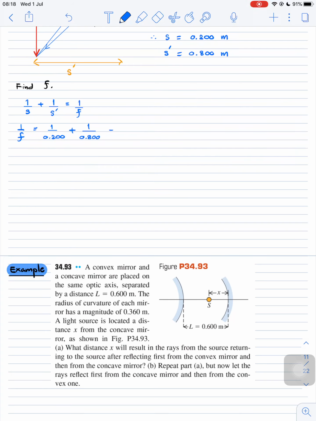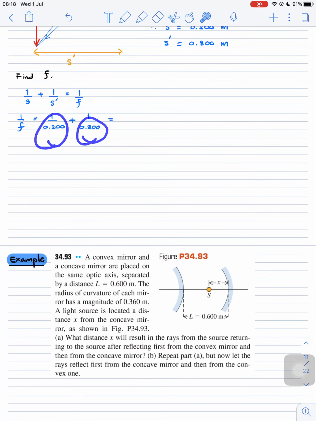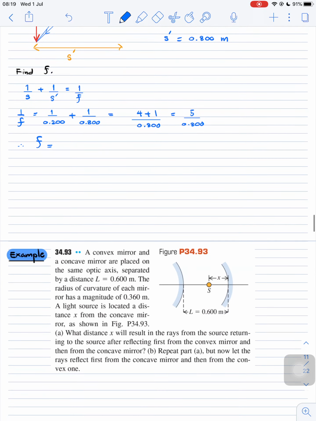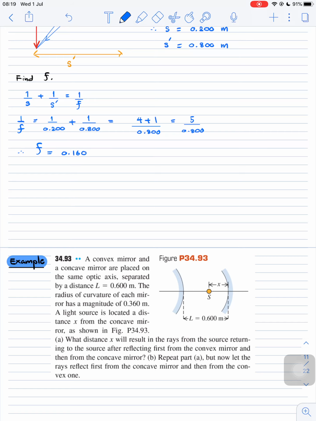So we want to have the same denominator. This is 0.8 and this is 0.2. So let me multiply the first term by 4 to get 0.8. So we have 4 plus 1 over 0.800, which is equal to 5 over 0.800. So finally we get that the focal length of this concave mirror equals 0.160 meter, and this is the answer.